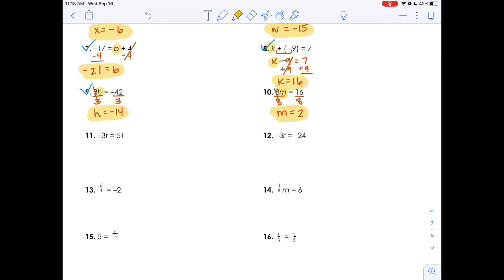Once again, you can do quick mental checks for these as well. If I were to plug in 2 for m right here, I would have 8 times 2, which does equal 16.